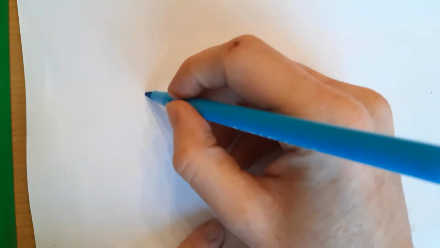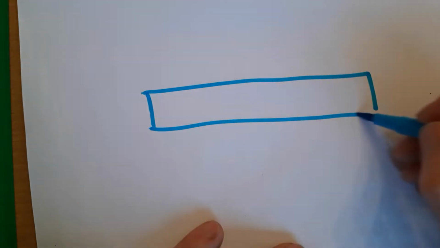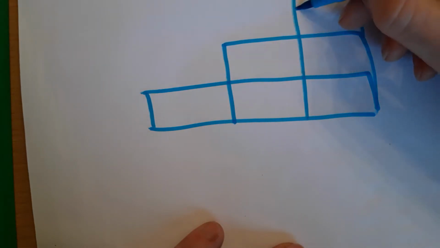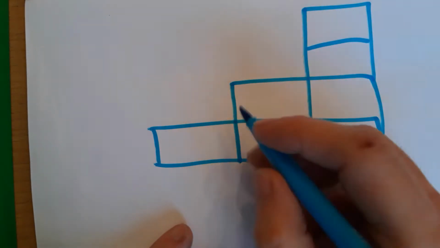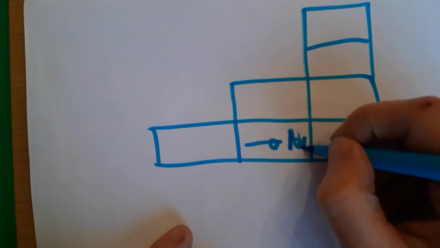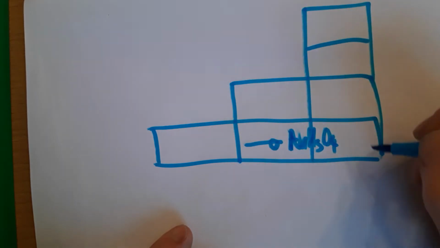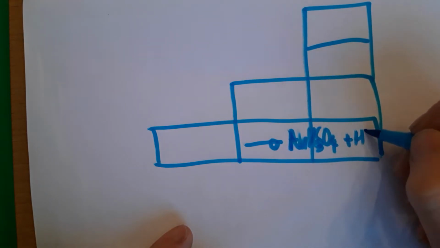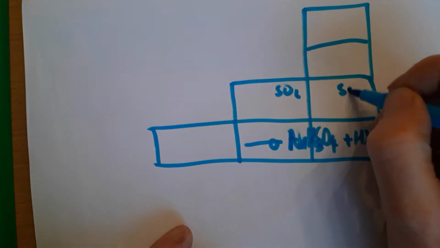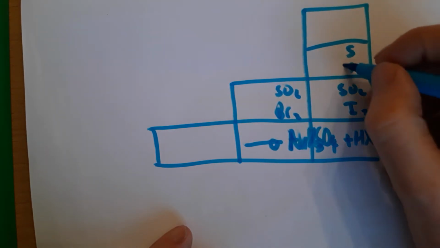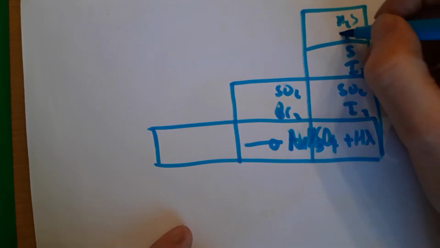So, right, I'm going to draw my little diagram again. I'm going to draw it in blue felt tip this time because I want to. All right. What have we got here then? So I'm going to do NaHSO4. Blue felt tip was a bad idea. HSO4 plus HX, SO2, SO2, Br2, I2, S, I2, H2S, I2.